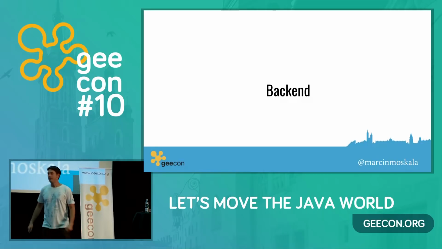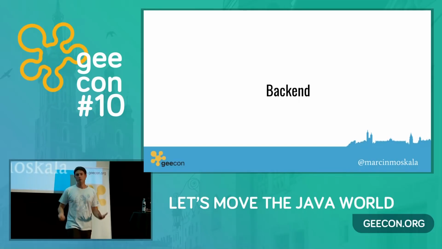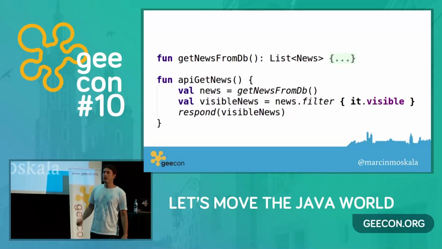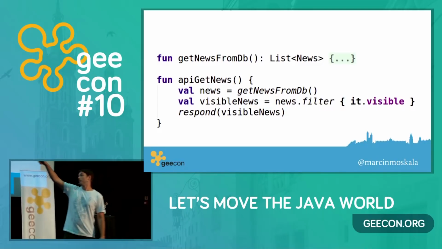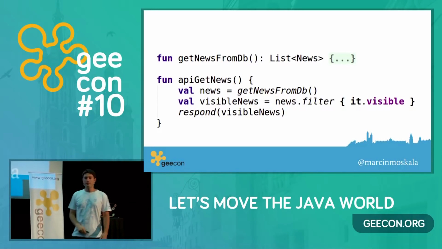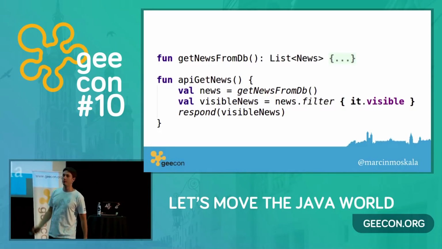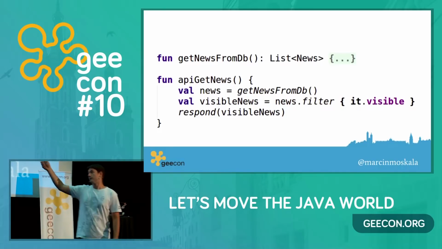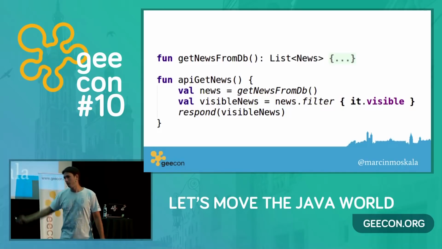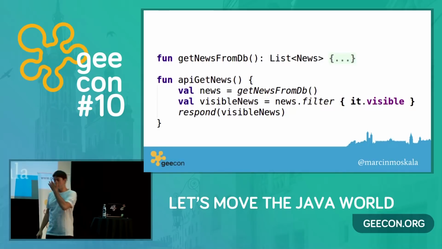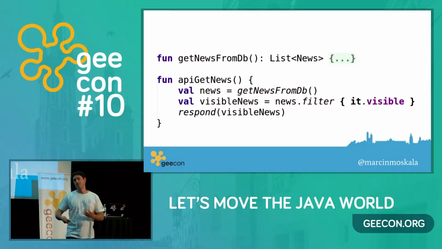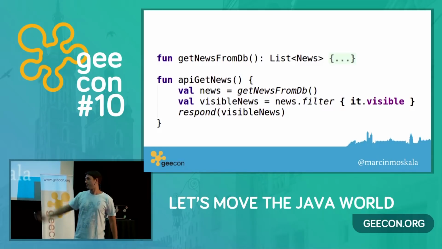But what about Backend? I believe Backend gets even more from coroutines. A typical problem in Backend is the following. You get some data from a database, you make some processing, and you respond with it. This is supposing that this is a very simple framework. This would run on the main thread, so you cannot block the main thread for this database call. It's not an acceptable solution.